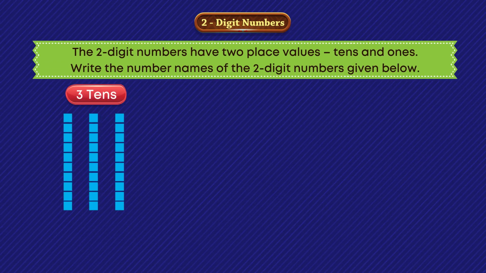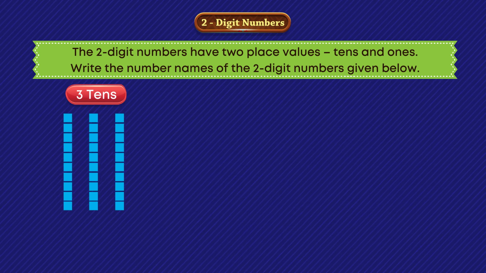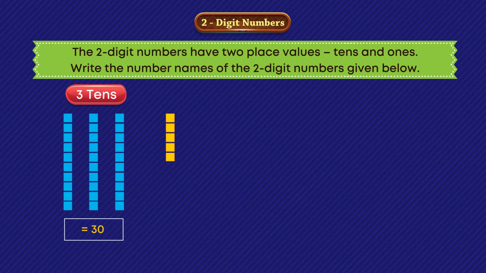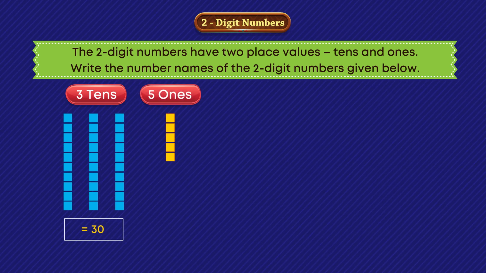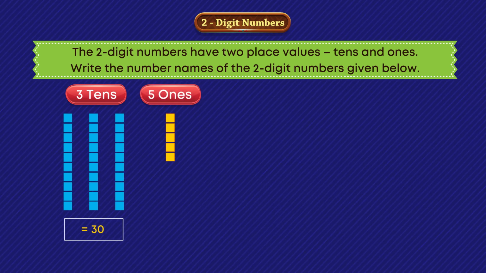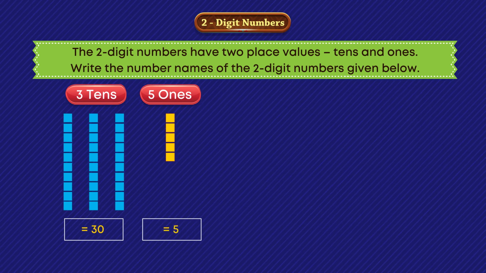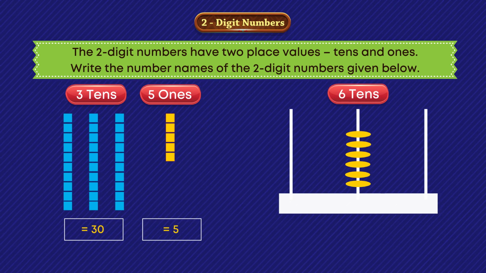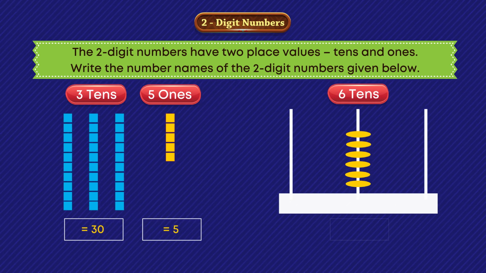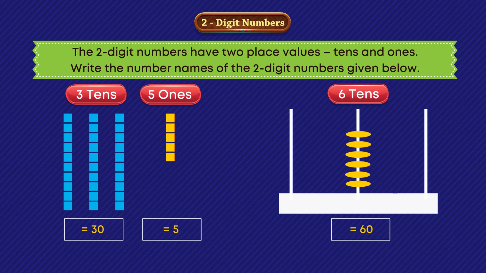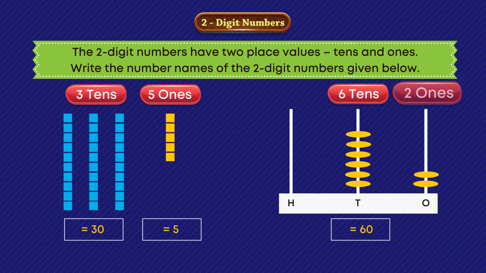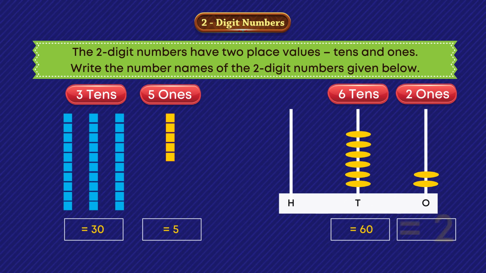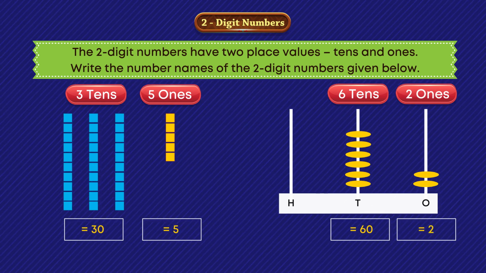3 tens is equal to 30. 5 ones is equal to 5. 6 tens is equal to 60. 2 ones is equal to 2.